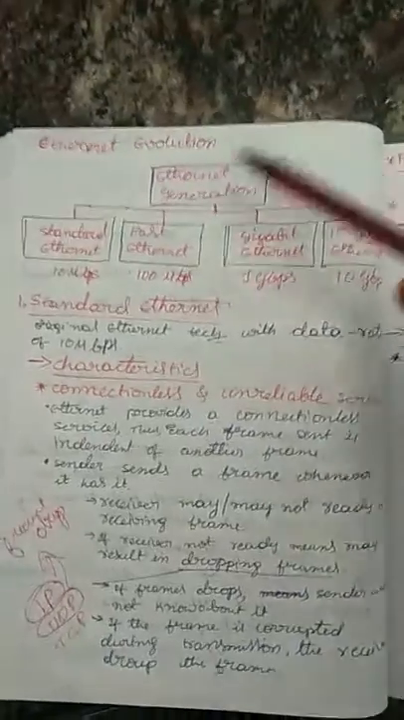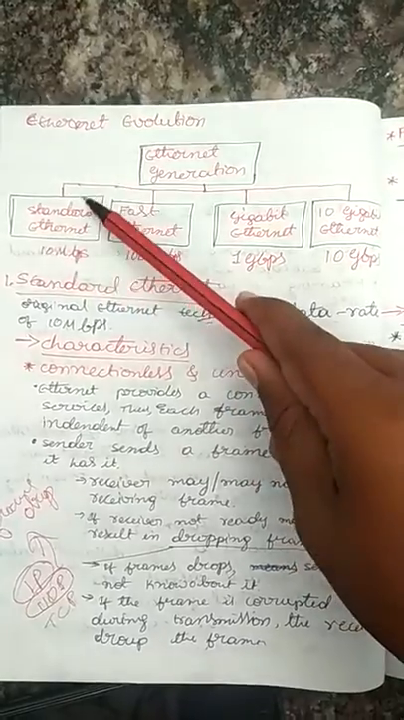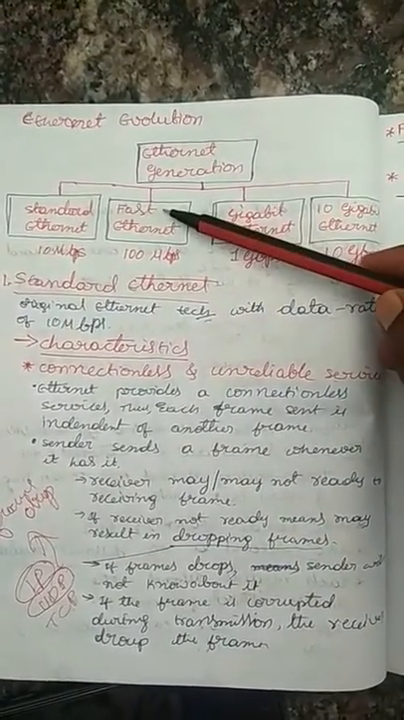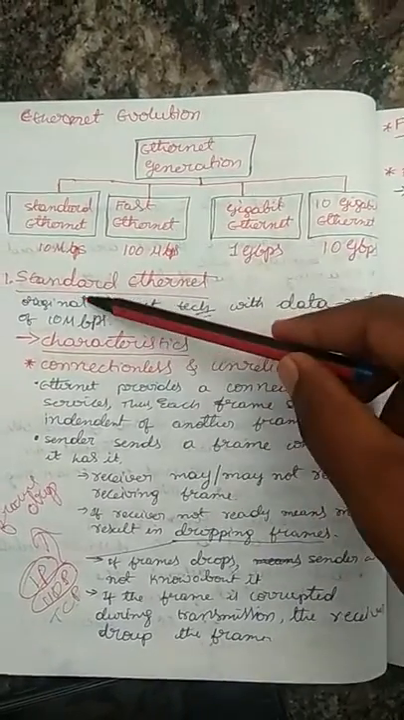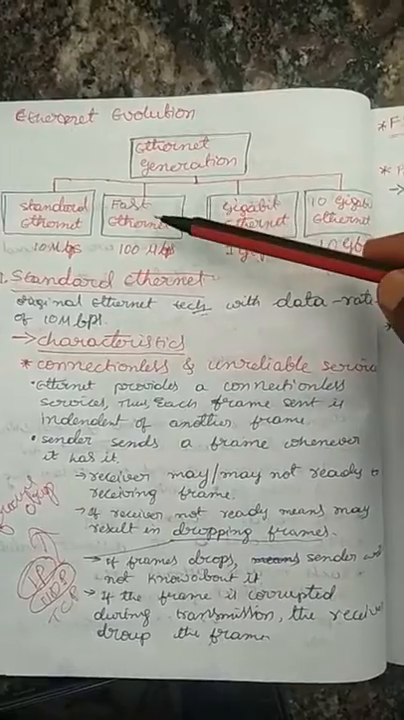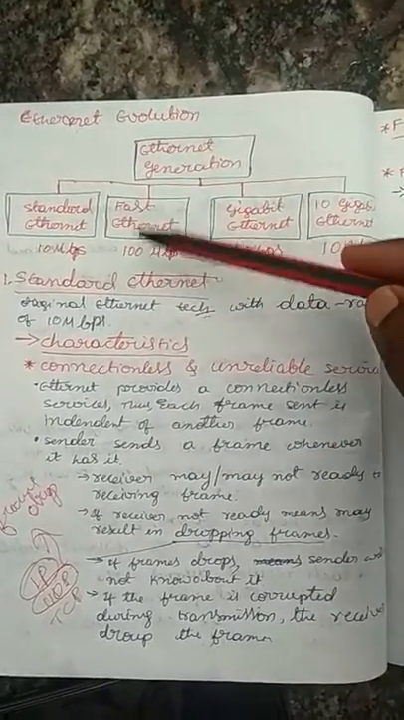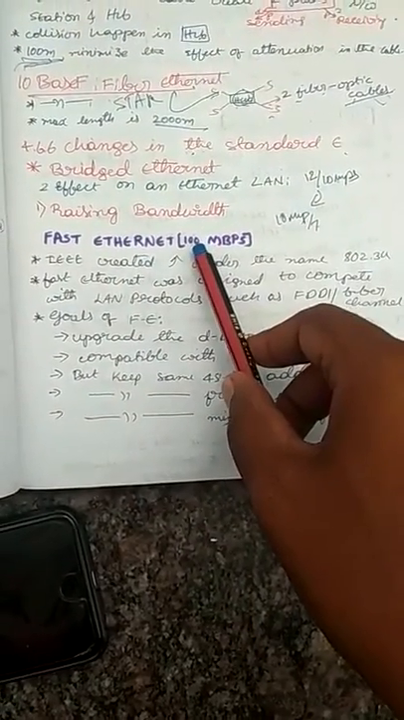Hi everyone. In the last two videos, I explained standard Ethernet. In this video, I am going to explain fast Ethernet. Fast Ethernet is nothing but the original Ethernet technique with a data rate of 100 Mbps. We will discuss fast Ethernet. The data rate is 100 Mbps.